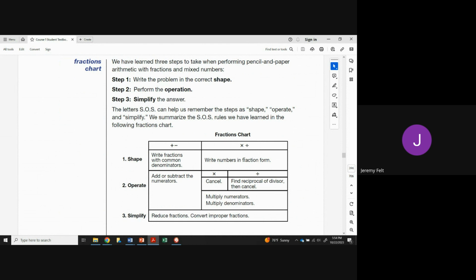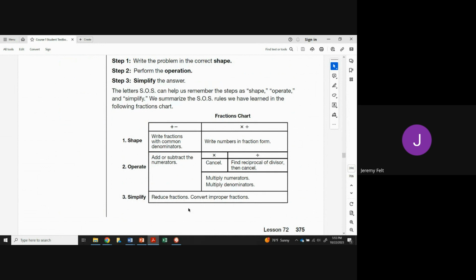If we're multiplying or dividing, we have to write them in fraction form. So if we're multiplying or dividing a mixed number, we have to rewrite it as an improper fraction, so that way it's in fraction form. Then operate: add or subtract the numerators. If we're multiplying or dividing, we multiply or cancel. If we're dividing, we keep, change, flip. So again, we keep the fraction, change the division to multiplication, and then flip, or make the reciprocal of that fraction. When multiplying, multiply the numerators and the denominators, and then simplify at the very end.